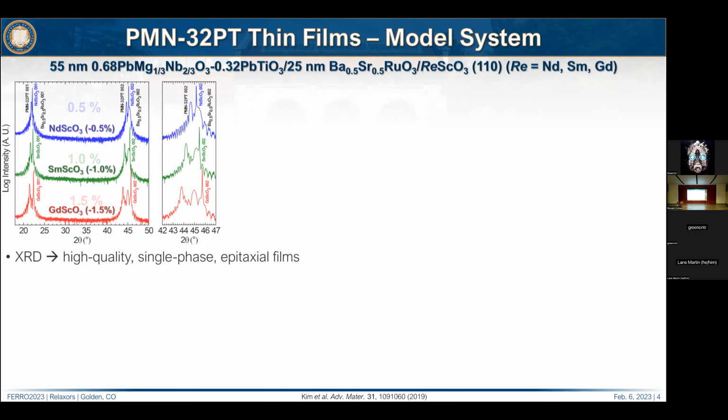Okay, so over the years, we've been making these sorts of things. Here you can see a simple strain series going from relatively small compressive strains to slightly larger compressive strains. Everything looks nice and good. The films grow roughly how we expect them.